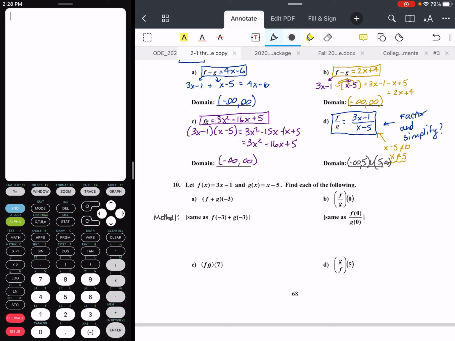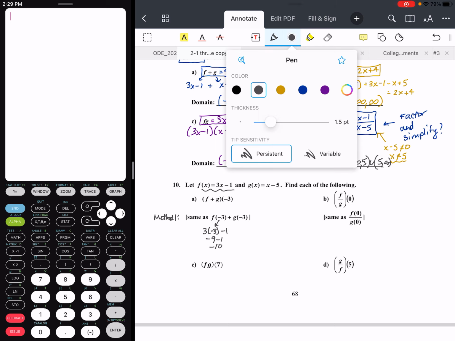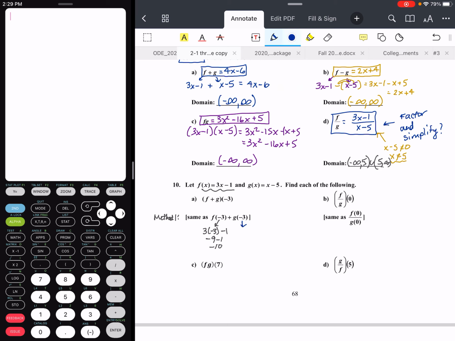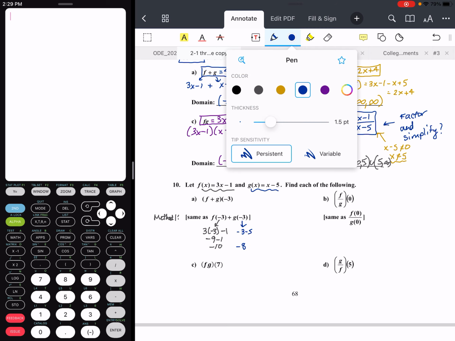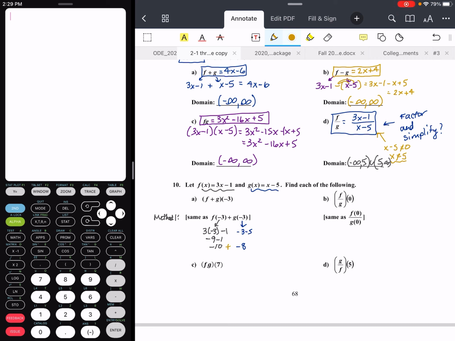So if you found f of negative 3, that would be 3 times negative 3 minus 1 using my f function here. So that's negative 9 minus 1, which gives you negative 10. And then g of negative 3 using our g function here, that would be negative 3 minus 5, which gives me negative 8. And if I add negative 10 plus negative 8, that gives me a grand total of negative 18. So that's one way to find f plus g of negative 3.